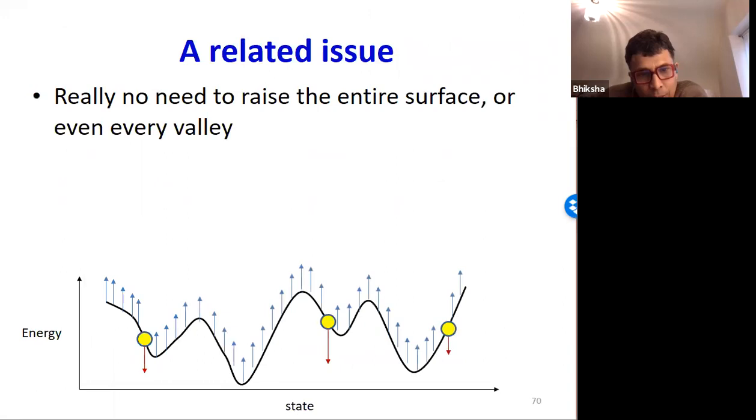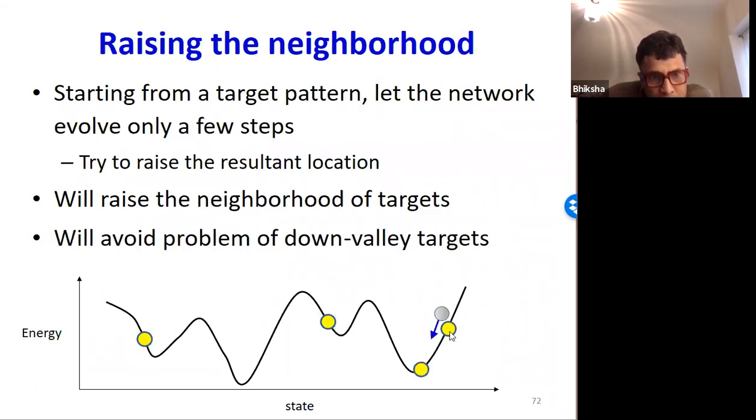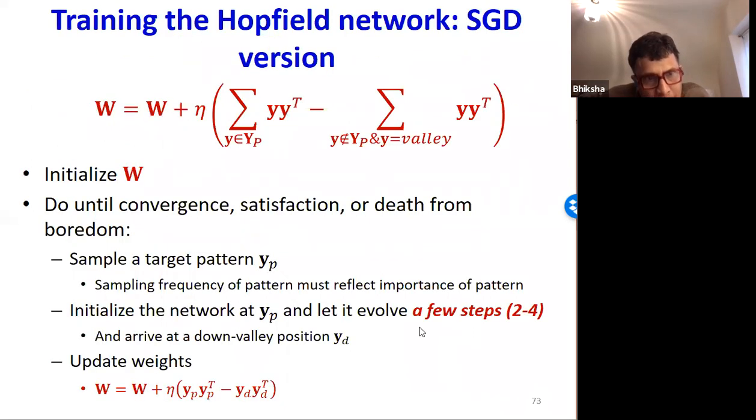So here's what you can do. You can decide what is the radius of the bowl within which you want the content addressable memory to work. And then you're going to raise the neighborhood of each target memory, just sufficient to make the memory a valley. And the broader the neighborhood you consider, the broader the valley, right? So starting from the target pattern, you're going to let the network evolve, but only for a few steps, maybe 5 or 6 steps, or 4 steps, or even 1 step. And then it will stop. Maybe if you started from here, if you stop here, you're going to try to pull up the network at just this location. So here is the SGD version.